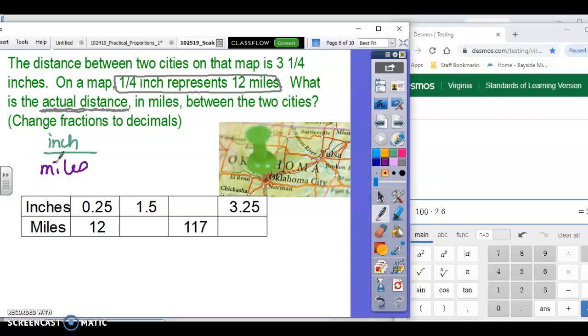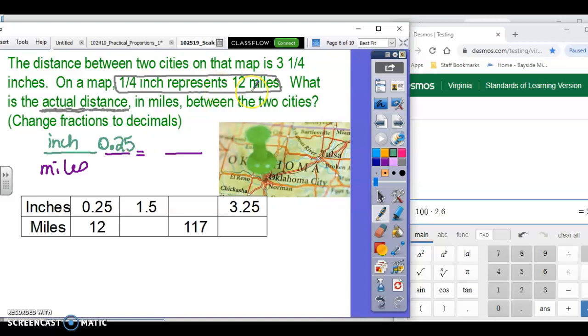So if you look here, they've already set it up, and you can use this table if you want, but it's okay if you set your own up also, so I'm going to set my own up. So what I know is 1/4 of an inch. I would rather work with decimals, so I know that 1/4 is 0.25.